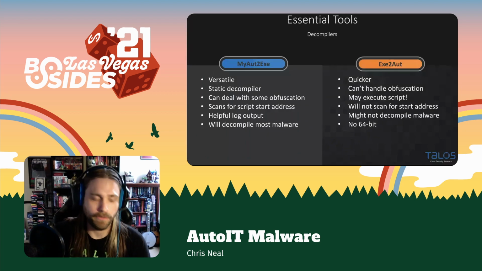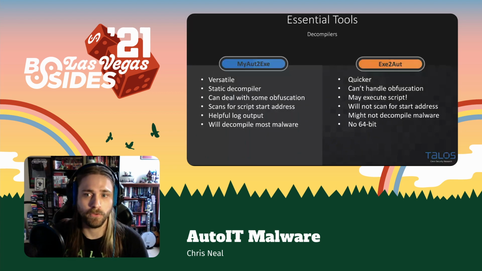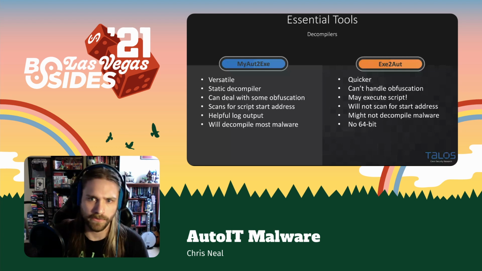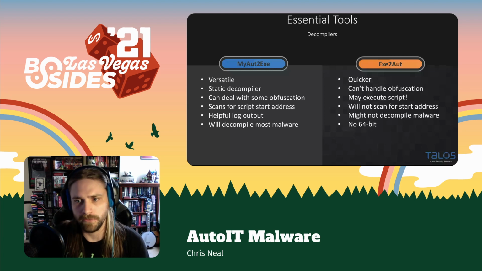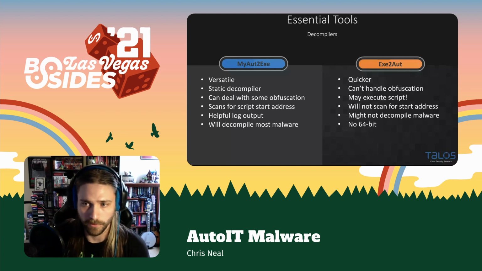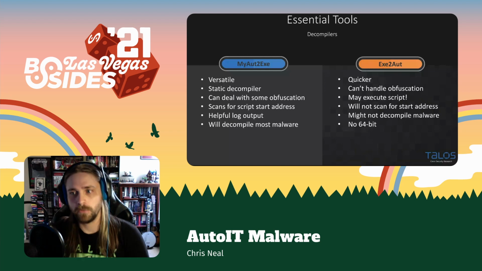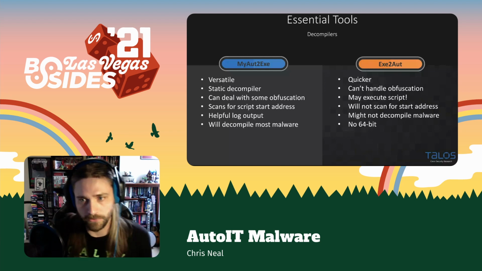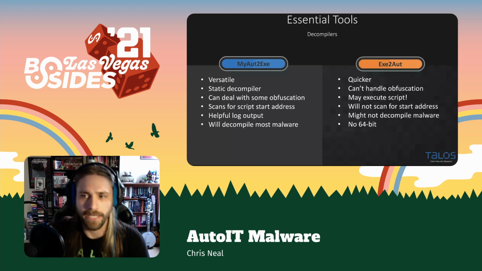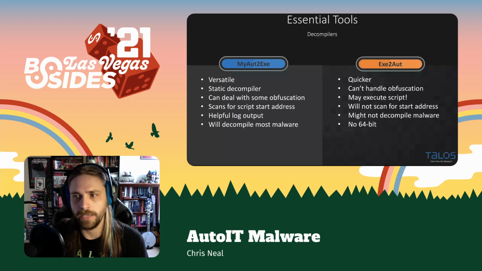Speaking of decompilers, these are the two most popular decompilers out there. First being myAut2Exe, and the second being Exe2Aut, which both have pretty distinct differences. My favorite by far is myAut2Exe. It's really versatile, and it will decompile almost any malware in my experience. It'll deal with a lot of obfuscation techniques, which can save you quite a bit of time. It can scan for altered script start addresses, which is a fairly common anti-analysis technique. And it has some really useful log output. In case something goes wrong, you can go through it and try to figure out what's going on.